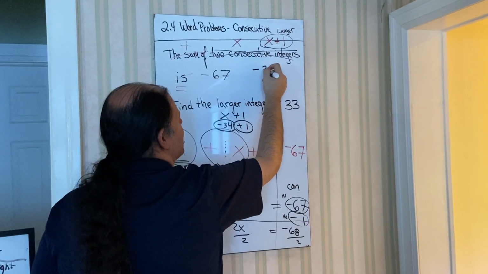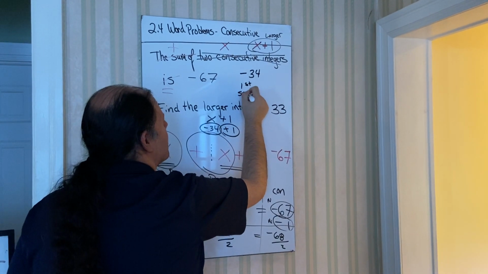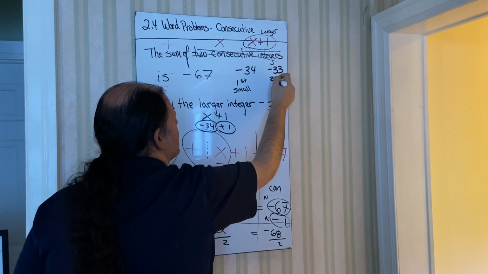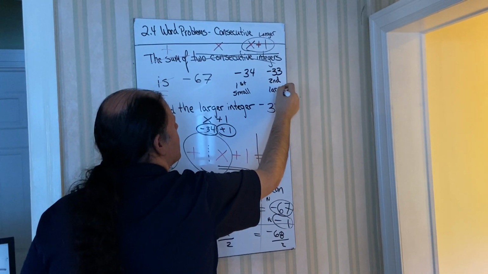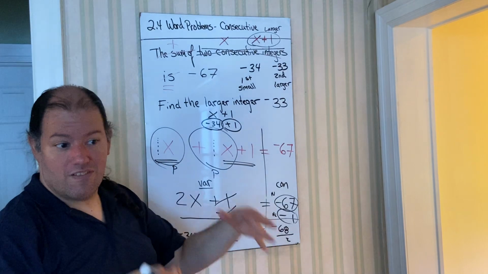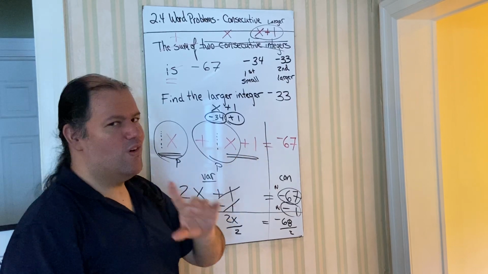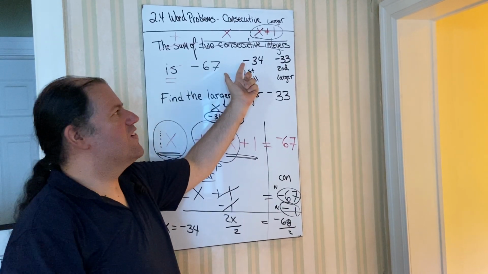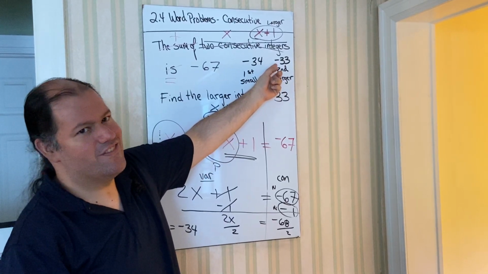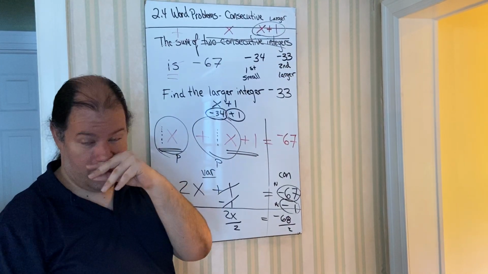Now some people have a hard time because they're going like, wait a minute. If your first integer was -34 and your second integer is -33? Well, remember negatives. Think of it as money that you owe someone. You will always pick the larger amount. Would you rather owe someone $34? Would you rather owe someone $33? I'd rather owe someone $33. That's larger. So -33 is larger than -34.